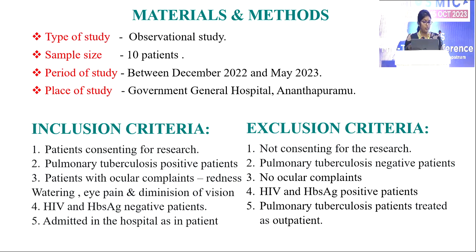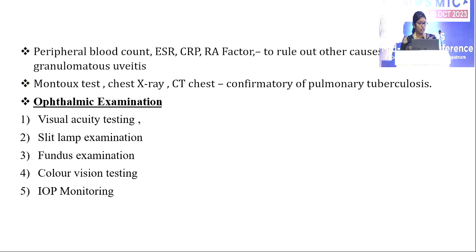Materials and methods: it's an observational study with 10 patients. Period of the study is between December 2022 to May 2023. Place of the study is Government General Hospital, Anantapur. Inclusion criteria: patients consenting for research, tuberculosis positive patients, and patients with ocular complaints such as redness, watering, eye pain, and diminution of vision. HIV and HBsAg were negative in these patients, admitted in hospital as inpatients.